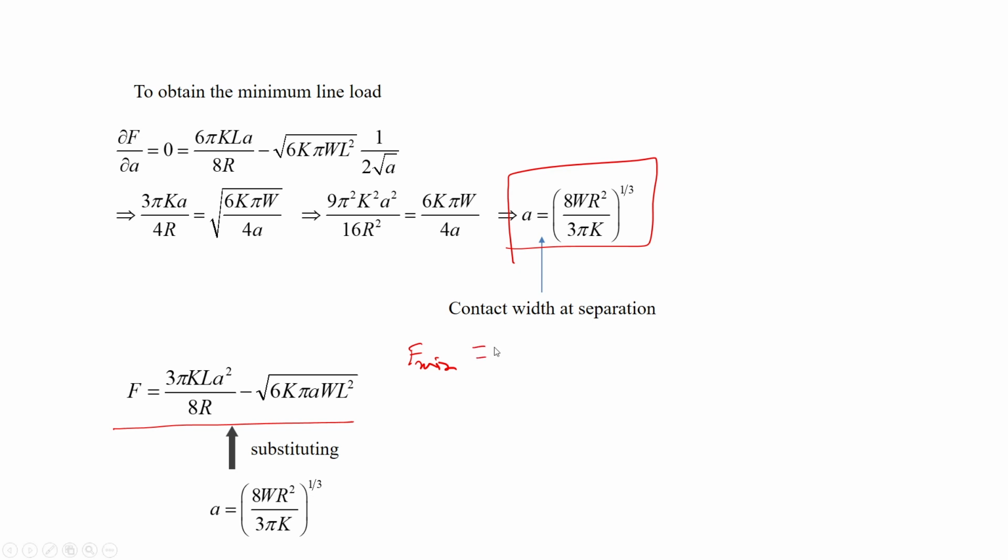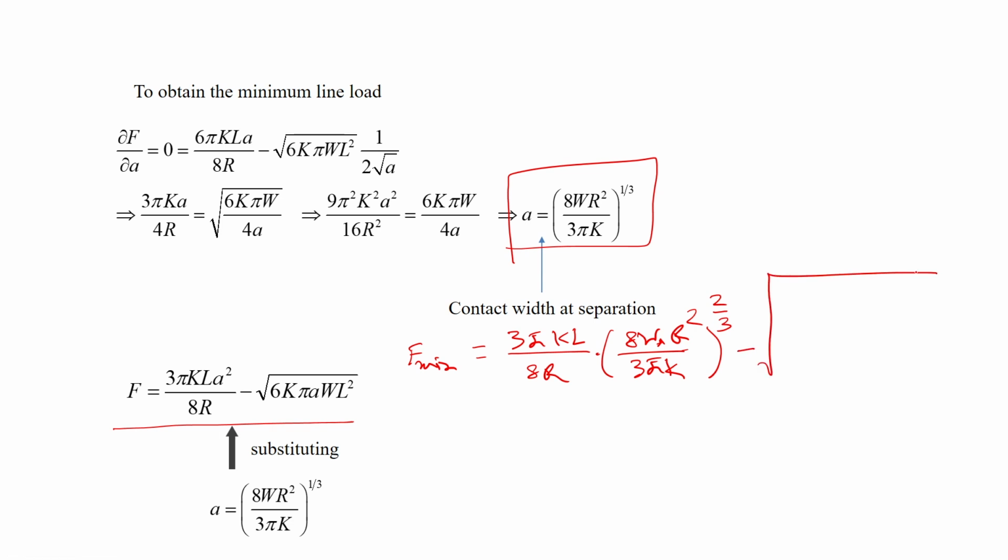So, that load can be written here. Let us say 3 pi capital K L and 8 r. A square is 8 W r square by 3 pi K, and this is A to the power 2 by 3 square. So, 8 pi W r square to the power 3 by 2 by 3, minus square root, and here 6 K pi W and L square W square into A. So, again it is A to the power 1 by 2.